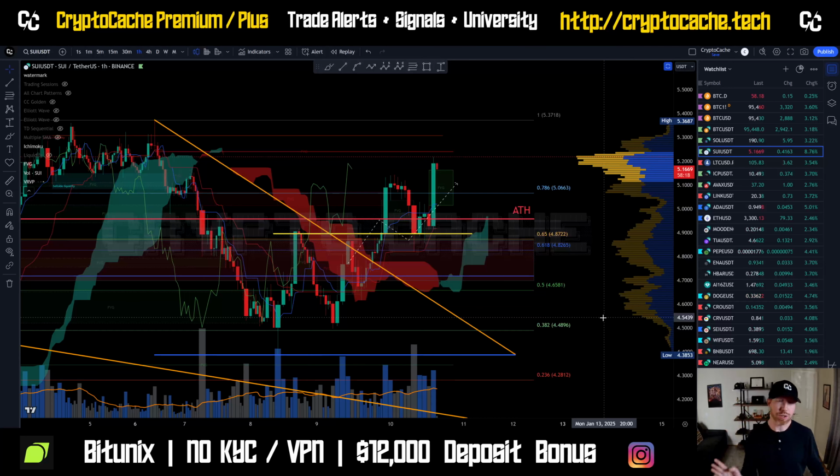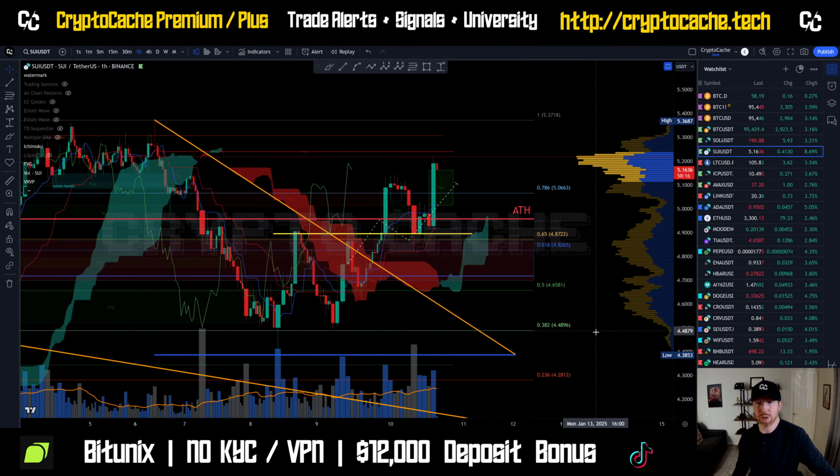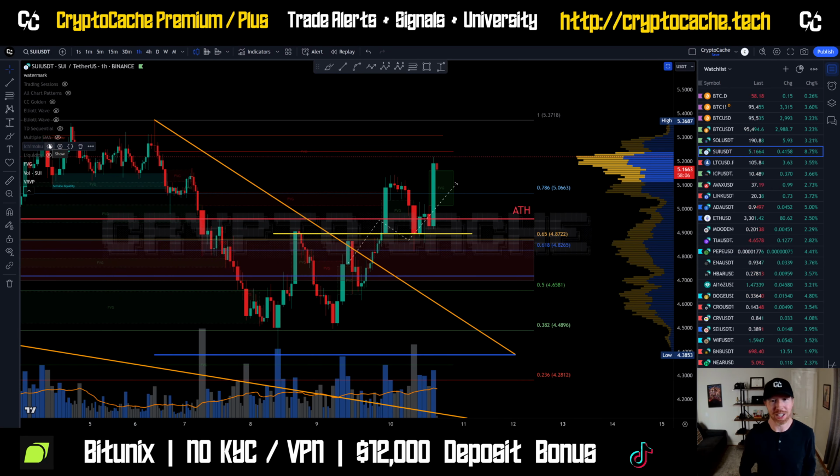So just do not short this coin. Promise me you'll do one thing and not short this coin. Thank you so much. All right, that's where we're at with SUI for the most part. Pretty much everything is fully bullish. There are no hidden divergences or anything weird like that.